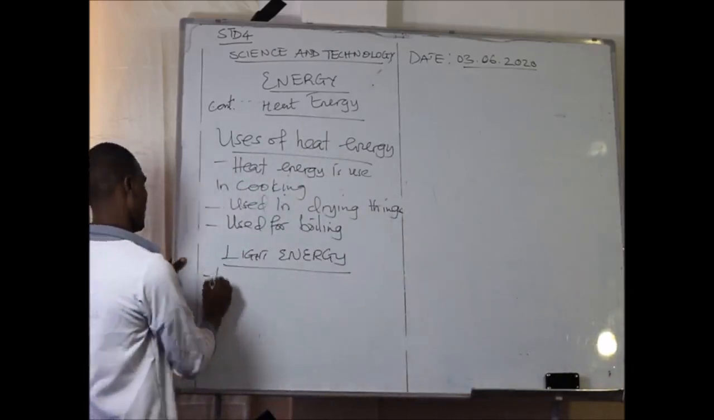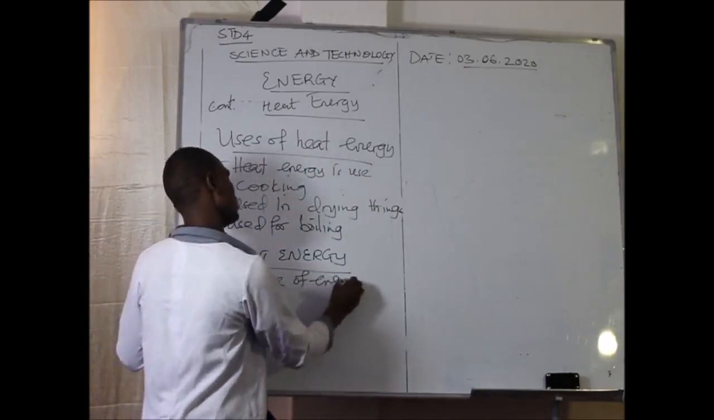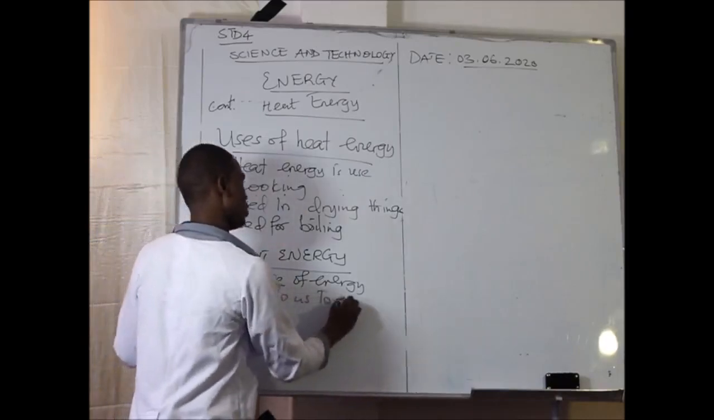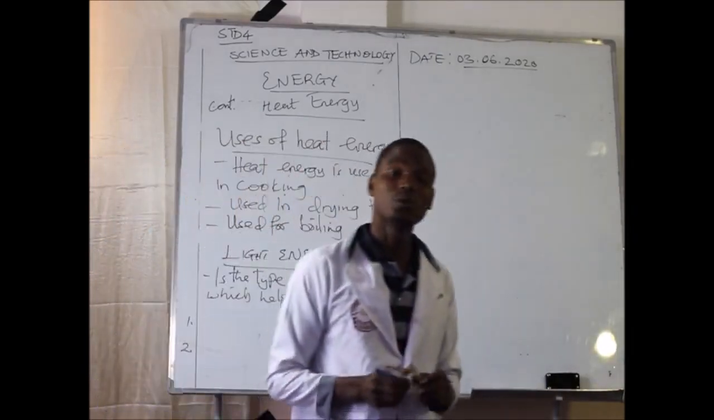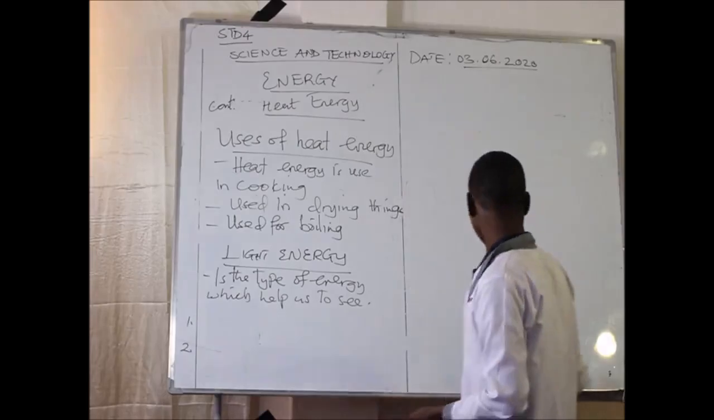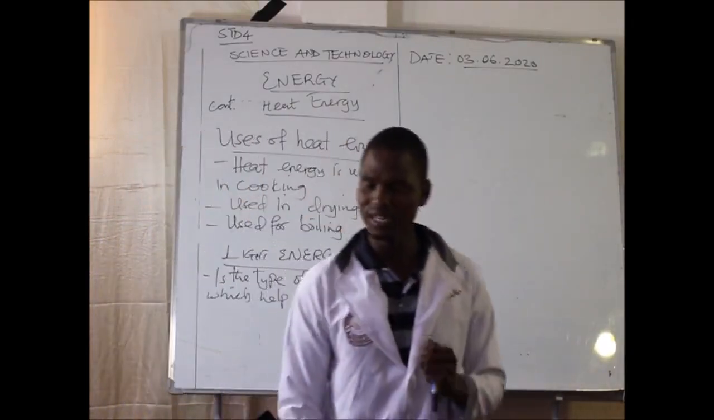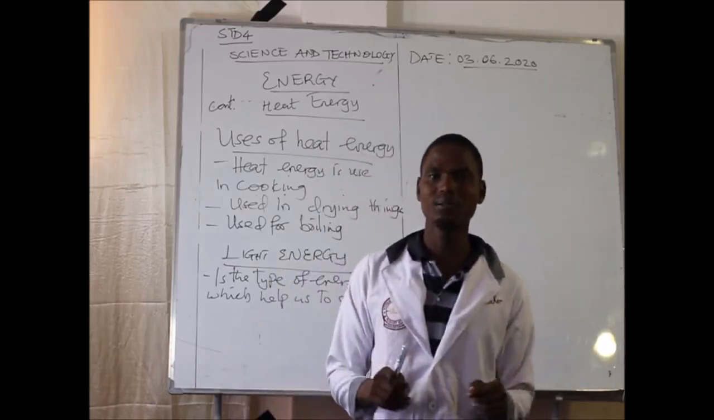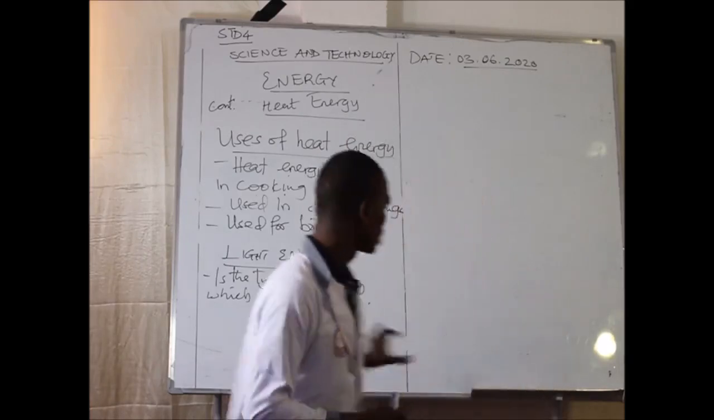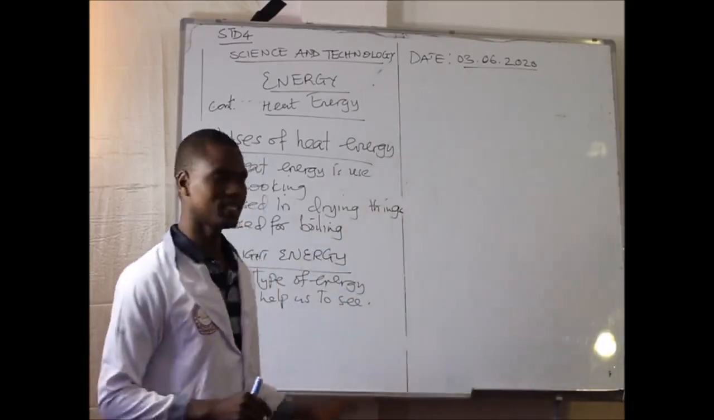I'll say light energy is the type of energy which helps us to see. The type of energy which helps us to see is what we refer to as light energy. Dear pupils, you cannot see without light. Without light, it is very difficult to see, because when there is no light, that means there is darkness. So in darkness, it is very difficult to see something. That is why we describe light energy as the type of energy that helps us to see.